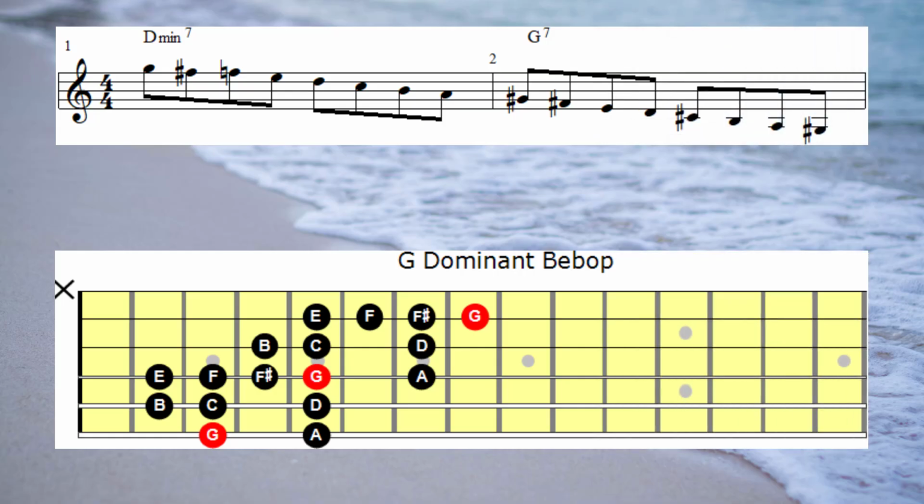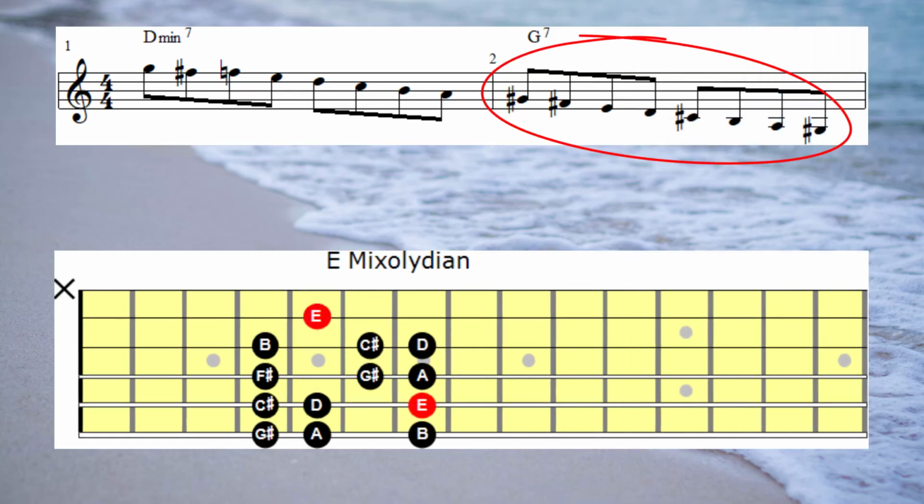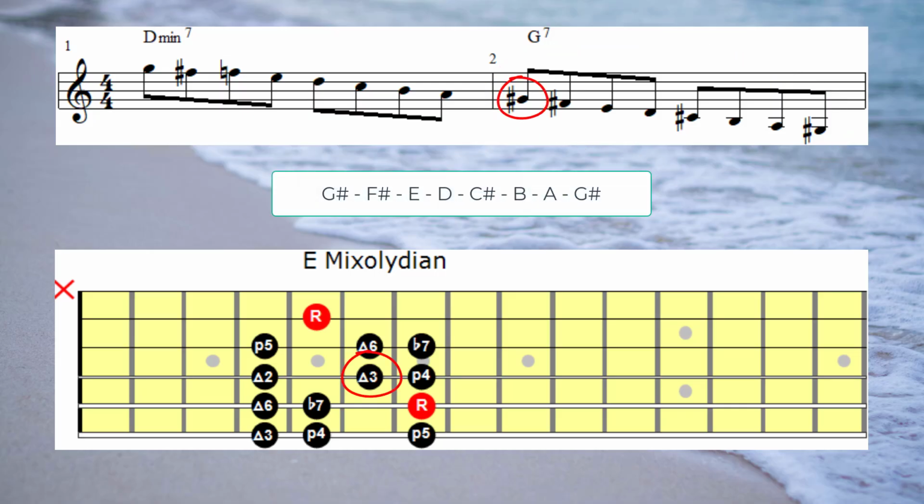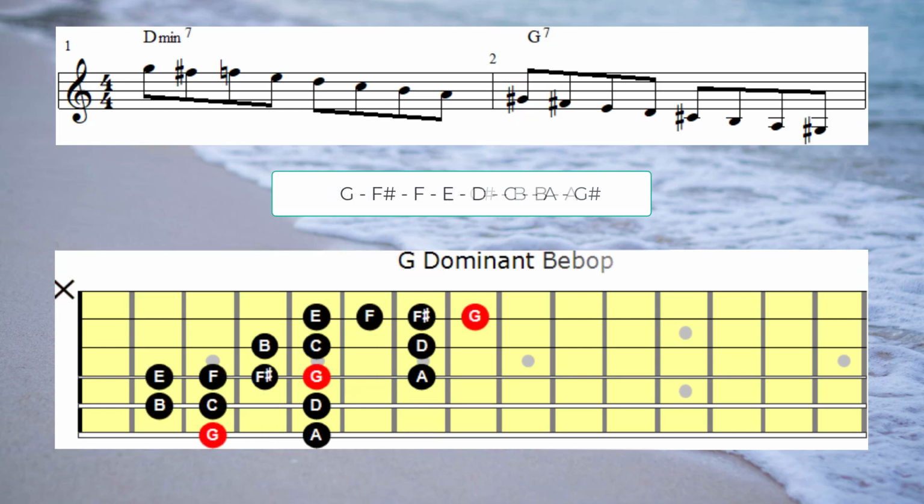In this next example, I'm using E mixolydian in the second bar. Here is the E mixolydian scale shown as notes, and here is the same scale as intervals. In terms of intervals, the first note in the second bar, the G sharp, is the third of E mixolydian.